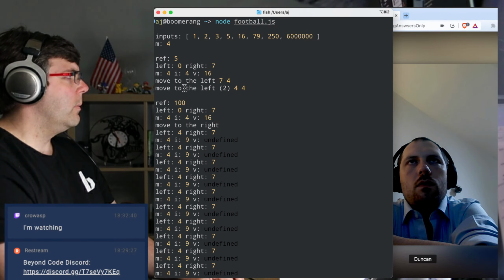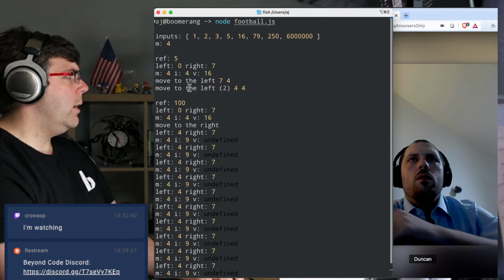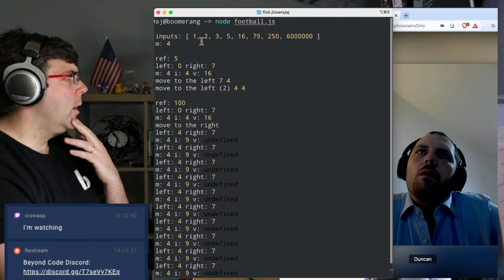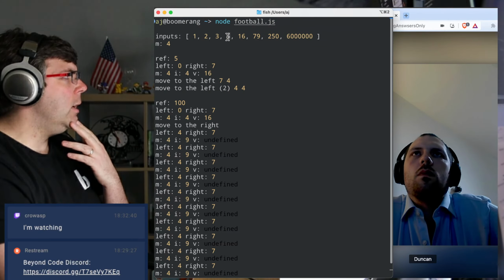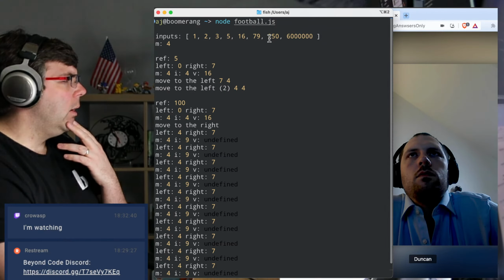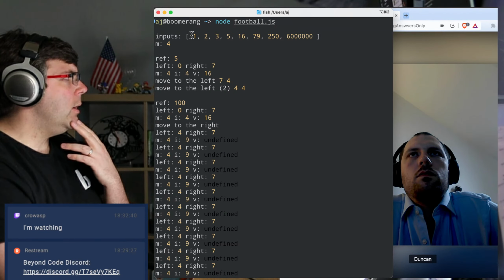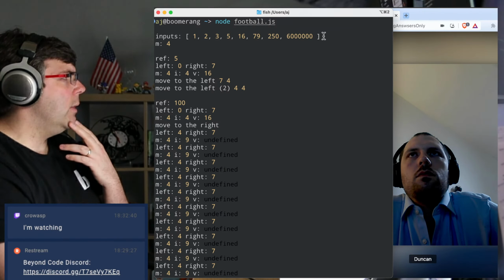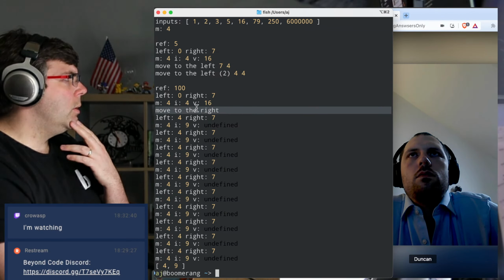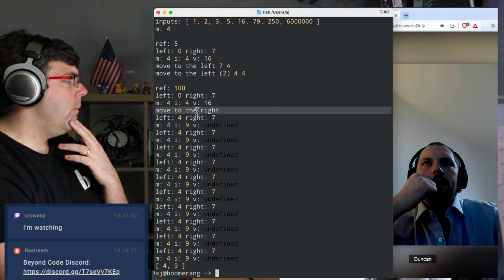Inputs M. Okay, so this actually came out with the right value on the first one, I think, because less than or equal to 5, the count is 4. That's correct. But then when we get to 100, it should give us 1, 2, 3, 4, 5, 6. Instead, it gives us 9, which is wrong. So it's failing to stop its move to the right.